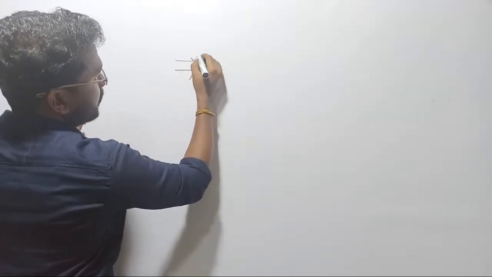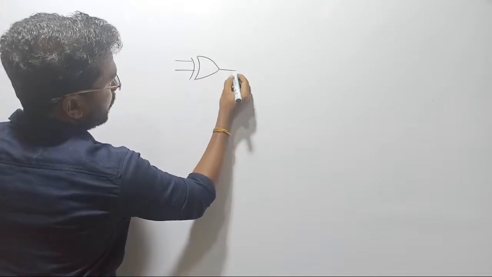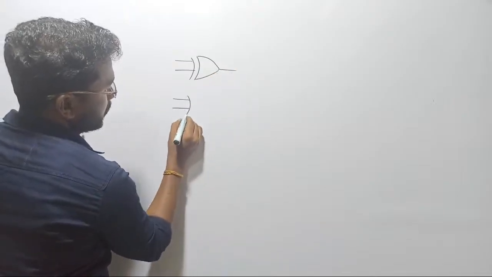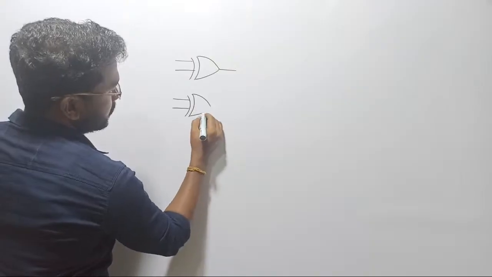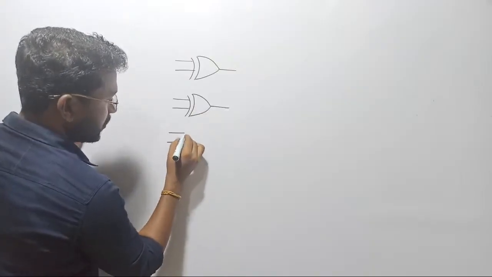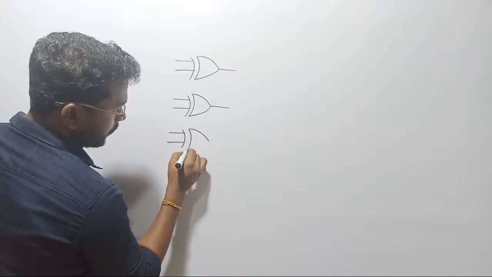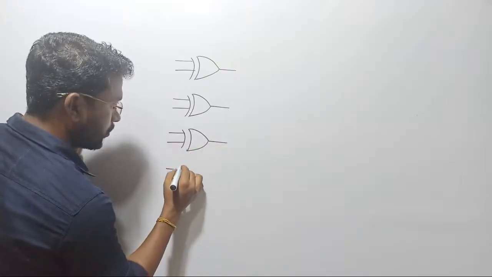Yeah, your circuit is given like this. Then we are going to consider one more XOR gate, and then one more XOR gate, and then one more XOR gate.